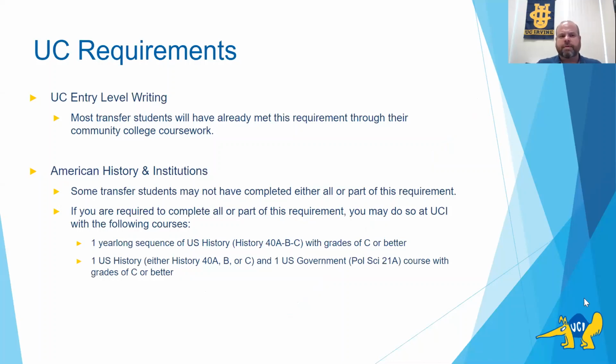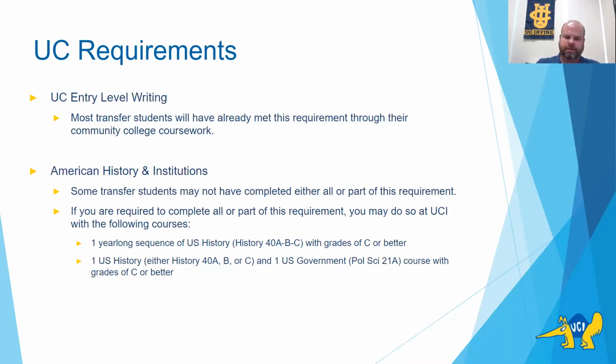All right, so the first UC requirement that you see at the top there, UC entry-level writing, that is typically satisfied for all transfer students as long as you've completed a transferable language or English composition course. So typically we usually see that already satisfied because every student usually has at least one. And then the second one is American History and Institution.